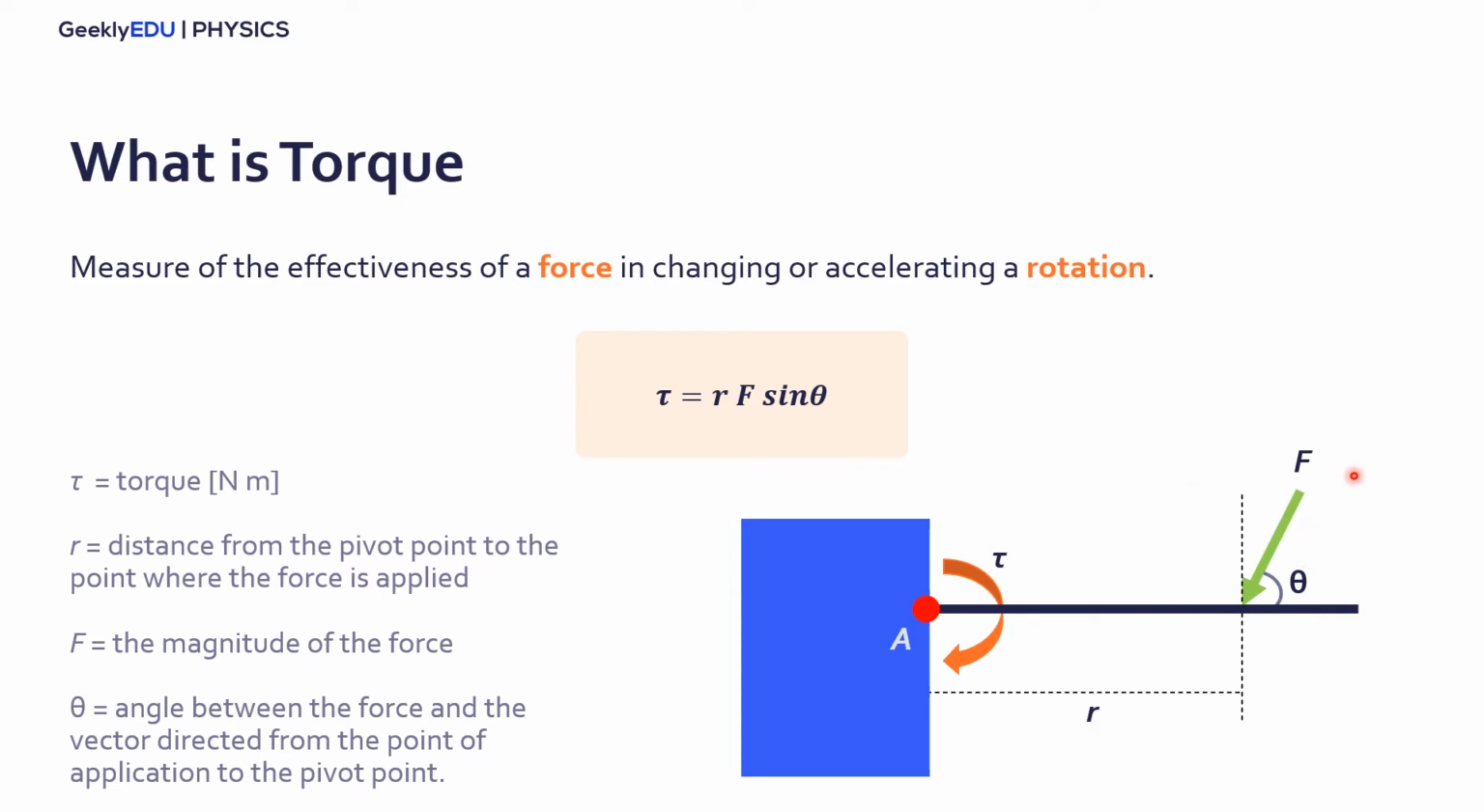But if you take a look here, the only component of this force that's making the beam turn is the y component of the force, the part pointing down. The other part of the force, the one pointing in toward the pivot point, is not rotating the beam. Only the force pointing down, perpendicular to the beam, does. And that's how we calculate torque.